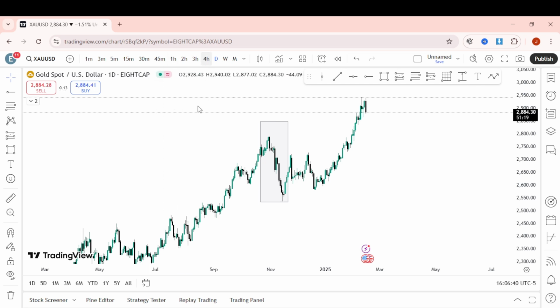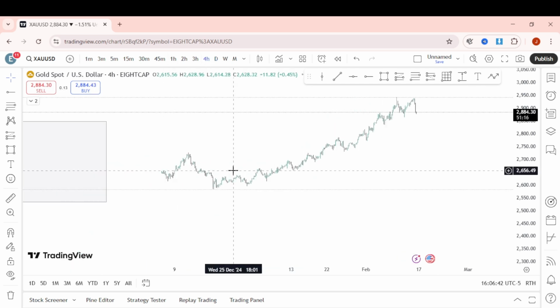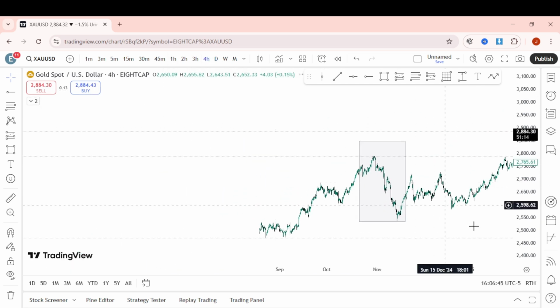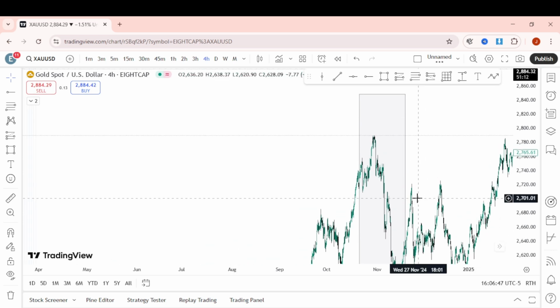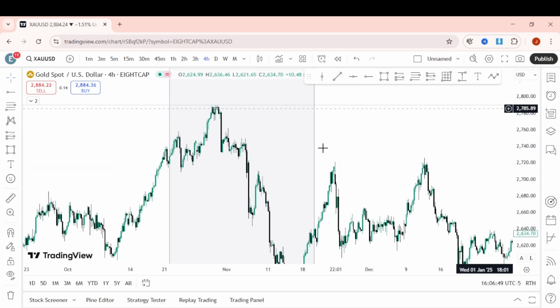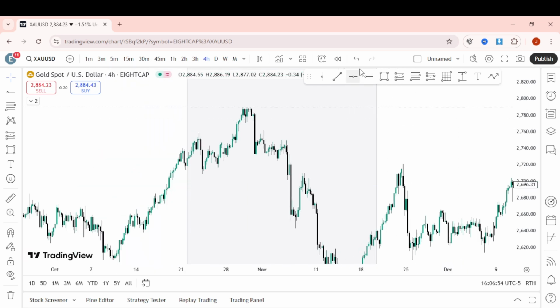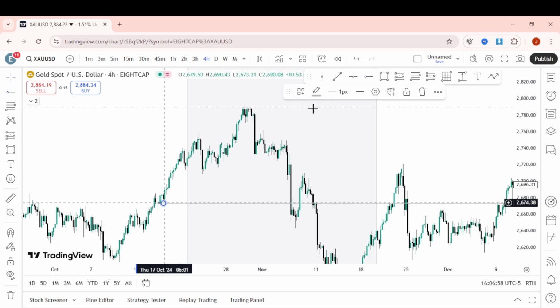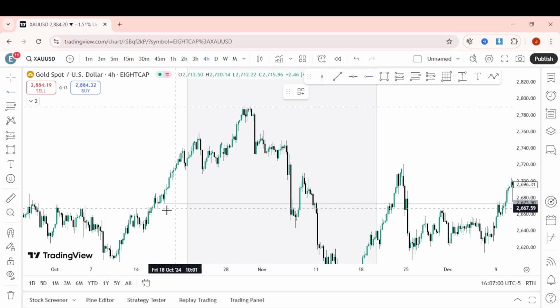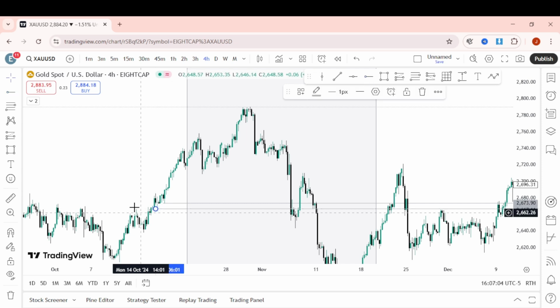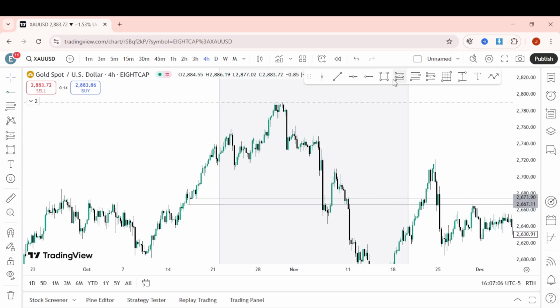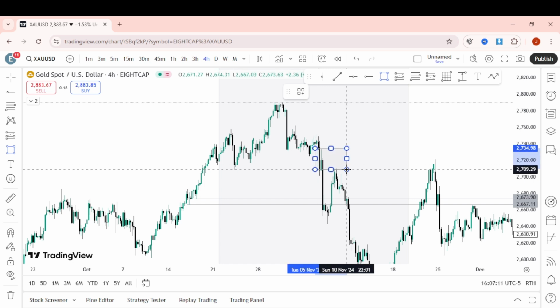So let me go down to the 4 hour. Okay, so I think we have this right here. We have this: price broke this low, then price broke the low. So it makes it a valid Steven breaker. It makes this order block a valid Steven breaker.